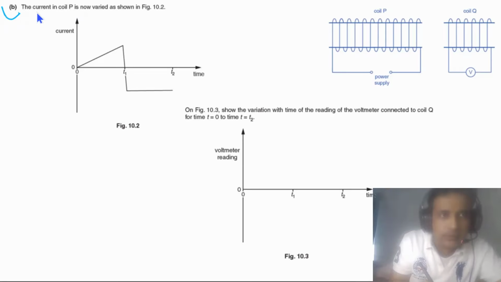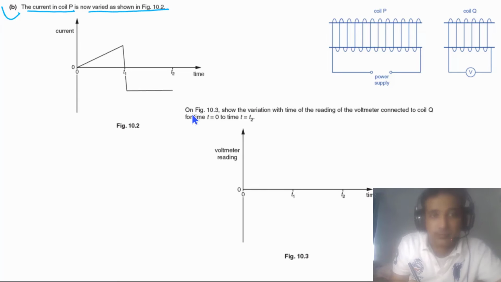For part B, it is given that the current in coil P is now varied as shown in figure 10.2. On figure 10.3, show the variation with time of the reading of the voltmeter connected to coil Q for time t equal to 0 to time t equal to t2.